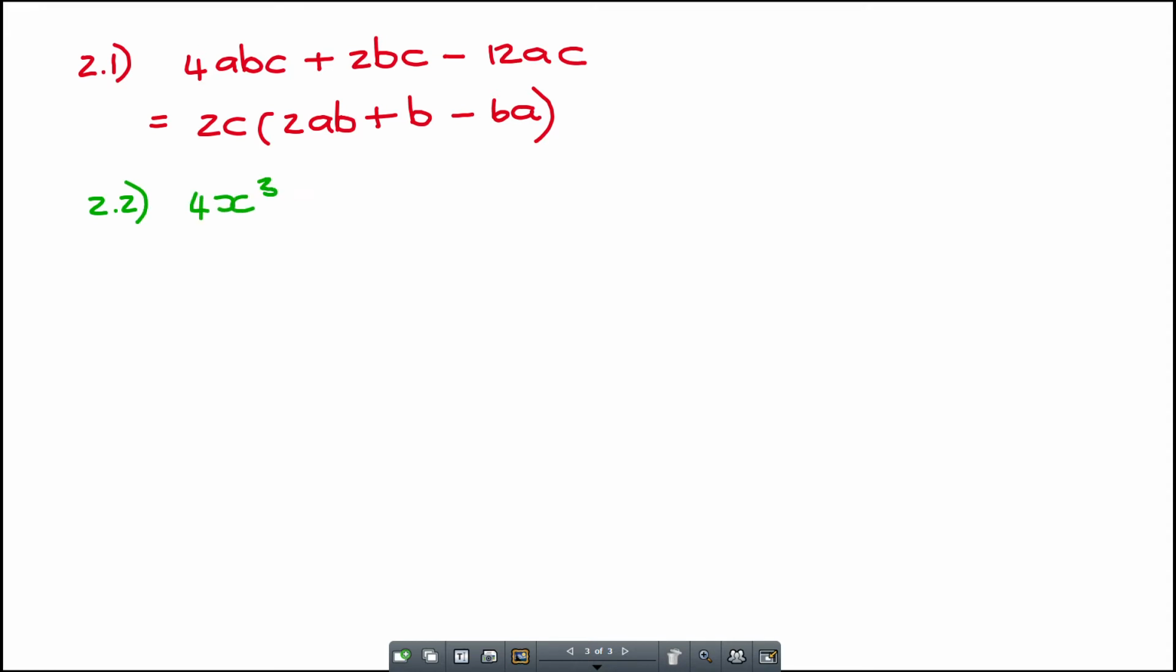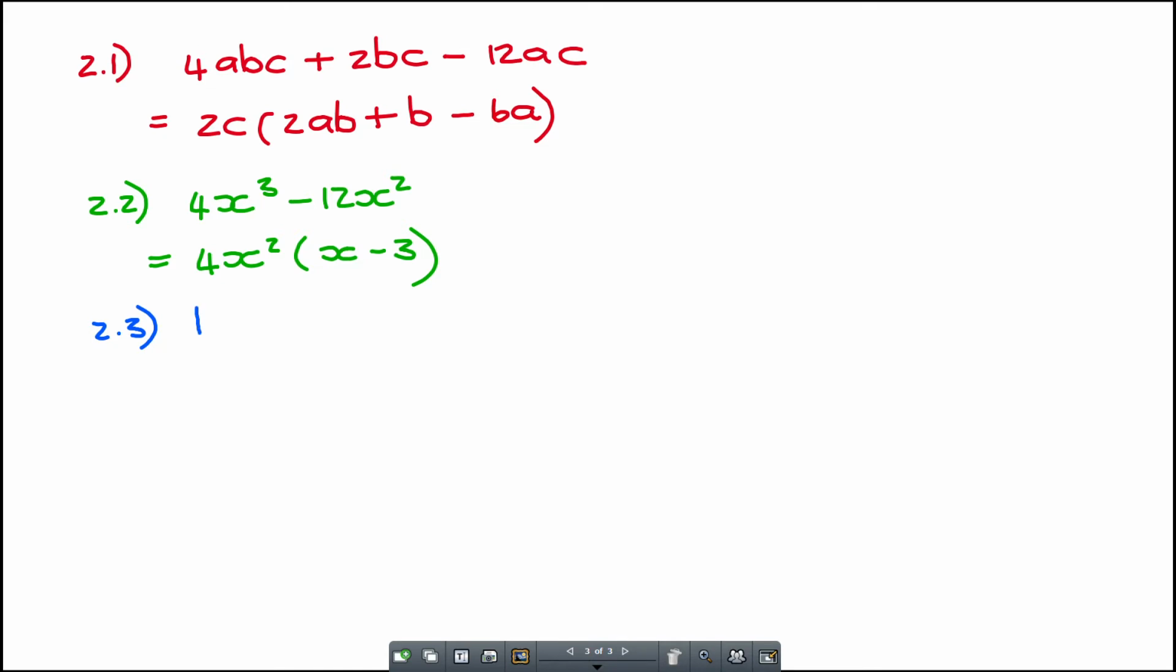Okay, 4x to the power 3 minus 12x squared. Again, I could take out a common factor of 4x squared. So you should have x minus 3. Let me hear. Questions?